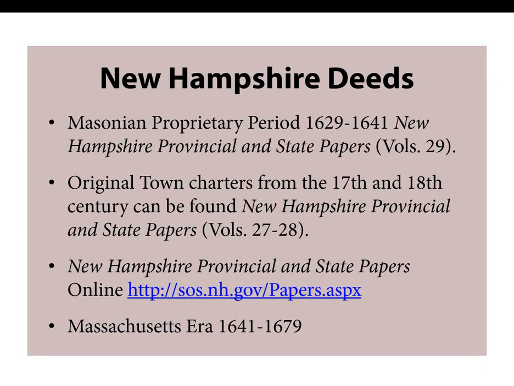Those are again in the New Hampshire State Papers, volumes 27 to 28. And they're online, and it also covers the Massachusetts era of records from 1641 to 1679. Now, those records from the Massachusetts era, the originals themselves, are going to be in Concord.